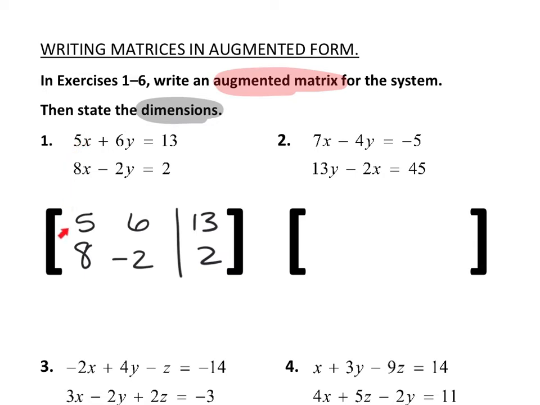Do you see that 5 went right here? And then 6 came right after? And after the big line, which represents what? Equals, this is the number 13. And then I have 8. Then I have -2. And then I have 2.